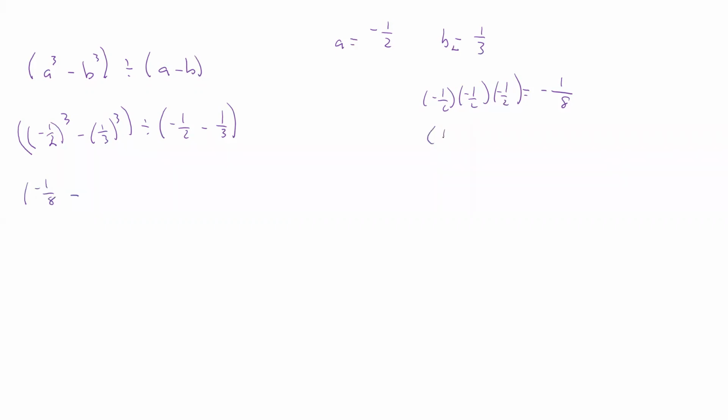Now we have 1/3 times 1/3 times 1/3. So that's all 1. 3 times 3 is 9, times 3 more, that's 27. So now it's 1 over 27, divided by, and now here we have just a subtraction.